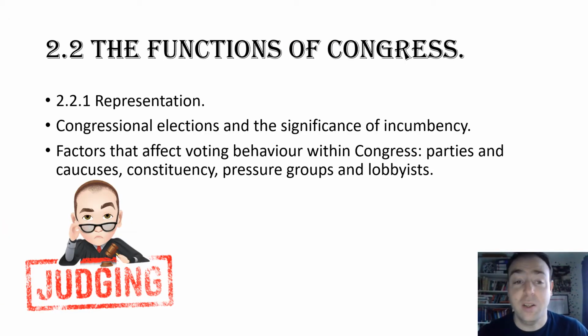So the Spec tells us this is what you need to know. This is part of 2.2, the functions of Congress. This is 2.2.1, representation, congressional elections and the significance of incumbency, and we're going to see that incumbency is massively significant, and factors affecting voting behaviour within Congress: parties and caucuses, constituency, pressure groups and lobbyists. We will look at all of those and some other things besides to make sure you've got a full understanding of this particular function of Congress, and particularly the factors that affect the way that people in Congress vote.